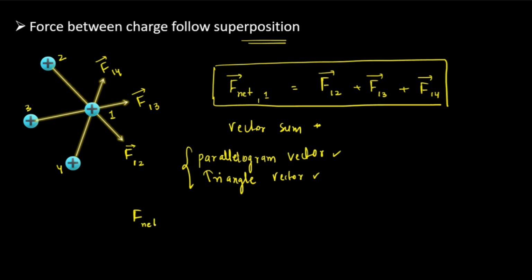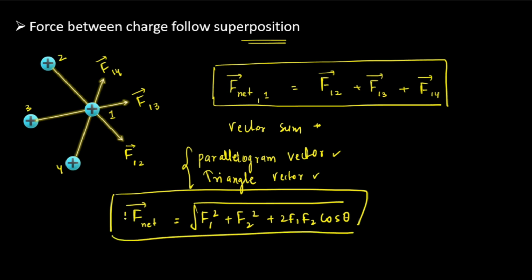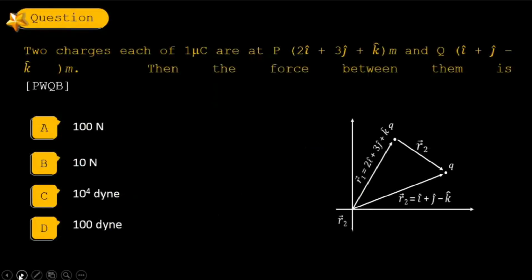Whatever net force we have to find, it is always equal to the square root of F1 square plus F2 square plus 2 F1 F2 cos theta, where this angle theta is the angle between the two forces, and F1 and F2 are the magnitudes of the forces. So this is what the triangle law and parallelogram law give us. We'll apply the same in some of the questions. Let's see some of those questions.